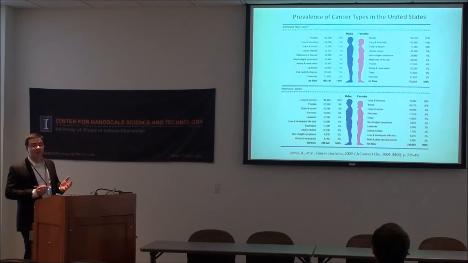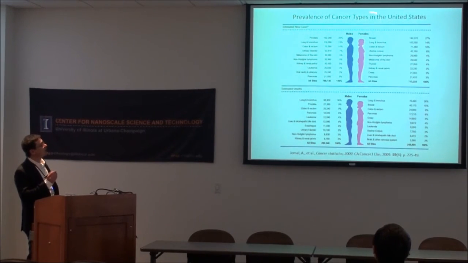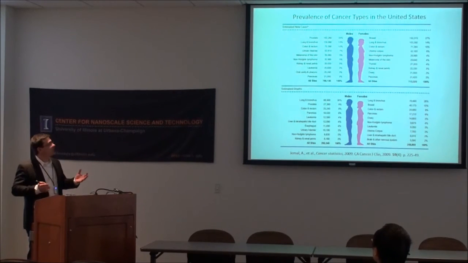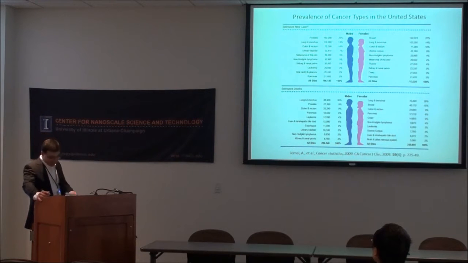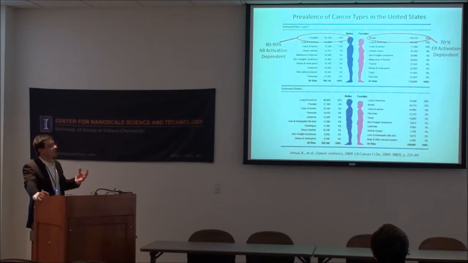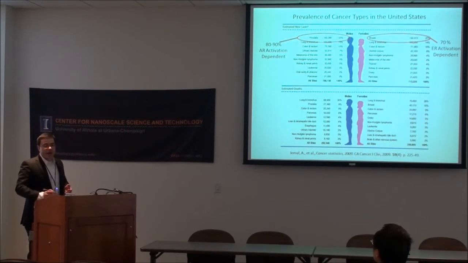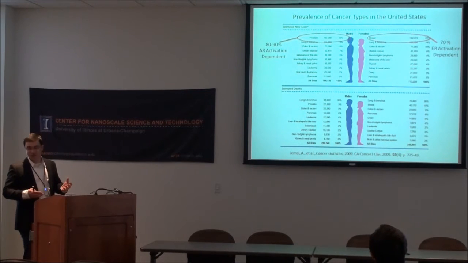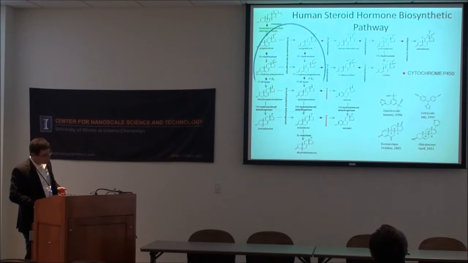So the two most common types of cancer in the U.S. are prostate and breast cancers, and these have come to be known as sex hormone-dependent carcinomas. That's because 80 to 90% of prostate cancers proliferate in response to androgen receptor activation, and in the case of breast cancers, roughly 70% respond to ER activation for their proliferation. And what this dependence on sex hormones gives you is an inroad into treating these diseases through control of this steroid hormone biosynthetic pathway.